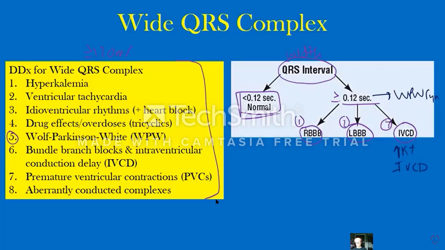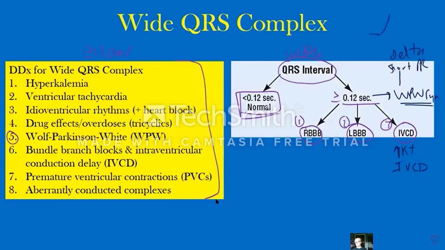As we said, WPW syndrome can also cause a widened QRS, and this occurs because of the abnormal conduction of the impulse through the bundle of Kent. Remember that accessory pathway. It stands by itself, and it is readily identified by the characteristic delta wave and the short PR interval. Remember the delta wave.